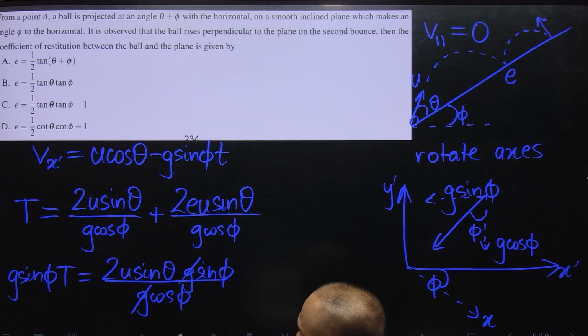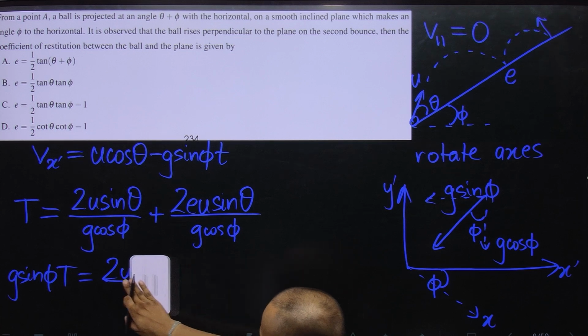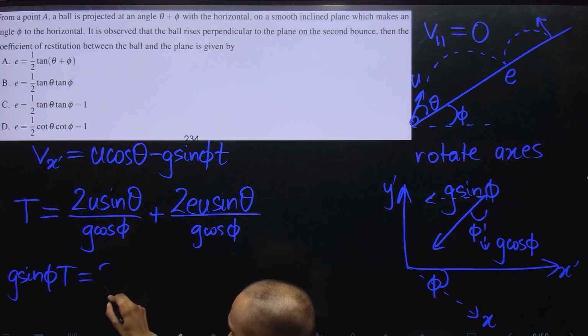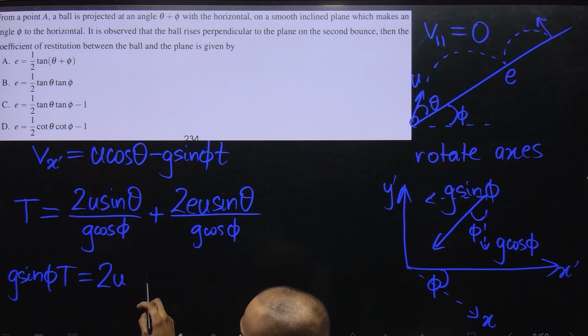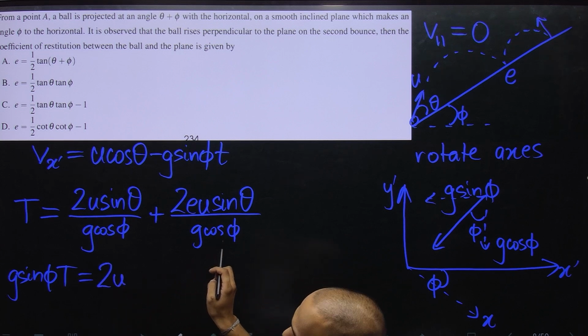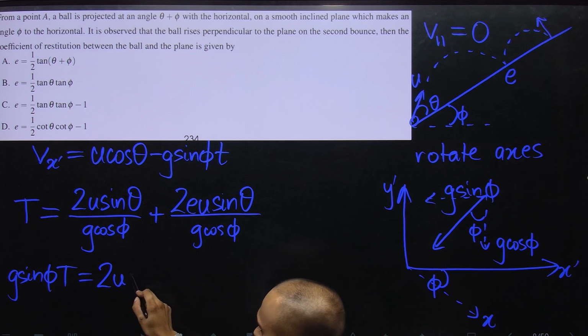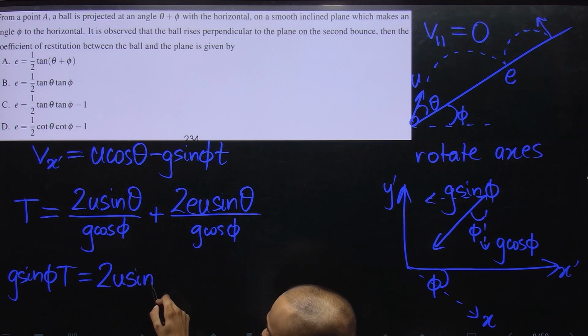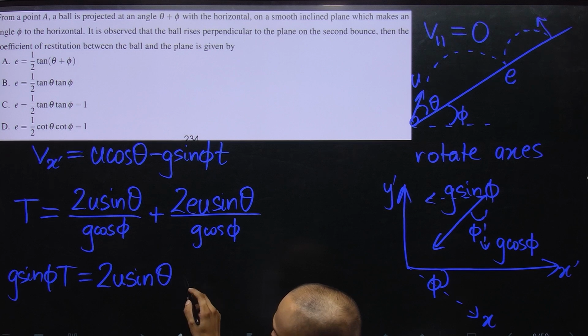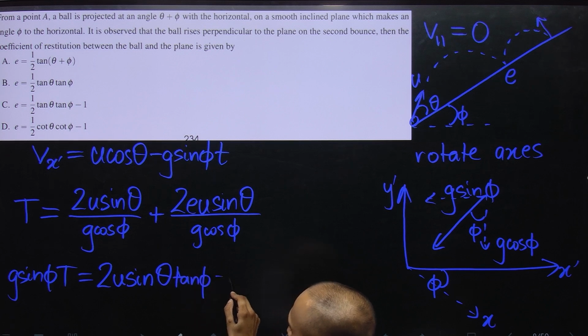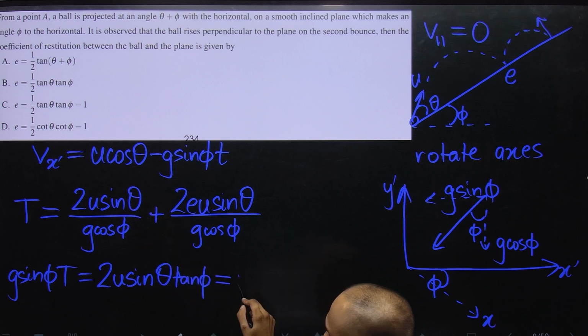We get tan phi from this side, and we can take this common. 2u into sin theta into tan phi, which we had obtained, should get balanced by u into cos theta.